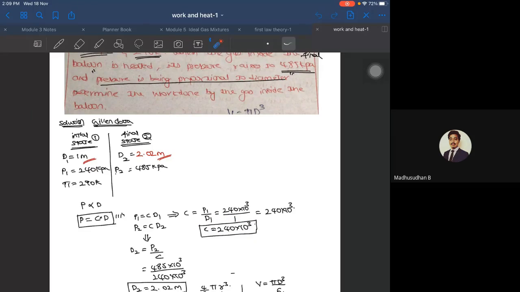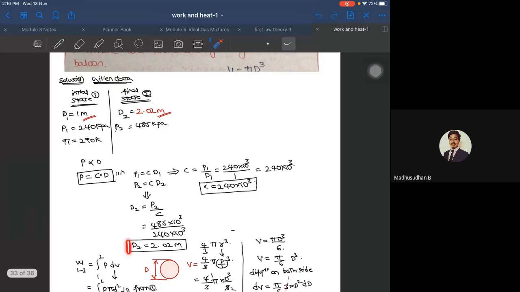Next, for the final state, P2 equals C times D2. Here you have calculated the value of C. You know the value of the final pressure, so you can calculate D2, the diameter in state 2. That is D2 equals P2 divided by C. P2 has been given in the problem as 485. C you have just calculated. Substitute, and you will get the value as 2.02 meters. So now you have calculated the value of D2, that is 2.02.